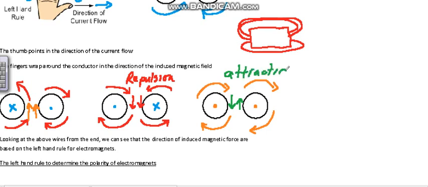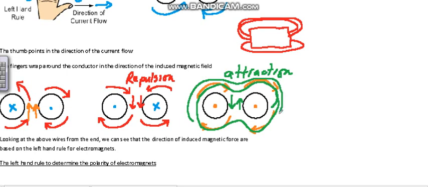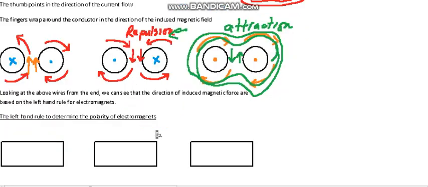And what ends up happening is something called magnetic coupling. These flux lines will couple together like this. And then as a result, you end up getting a stronger magnetic coupling effect here versus over here where we've got repulsion. So again, these are drawings, these are looking at the wires from the ends, so you can make a determination as to the direction of that induced magnetic force.